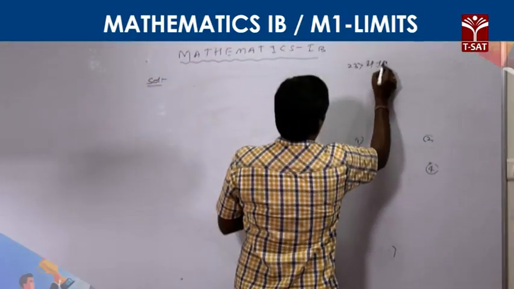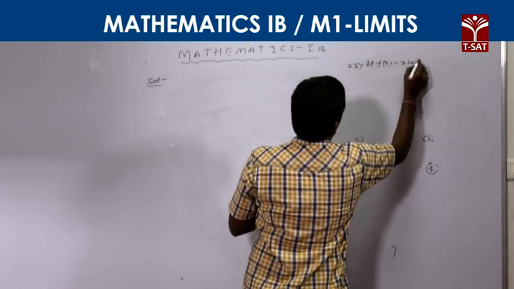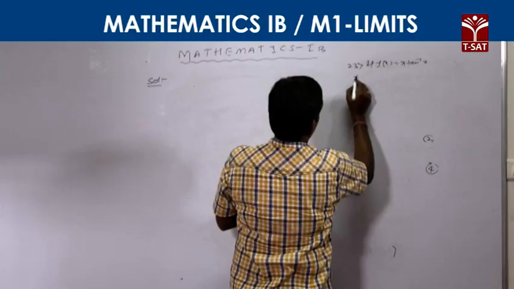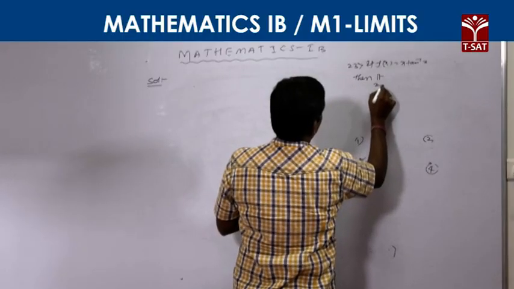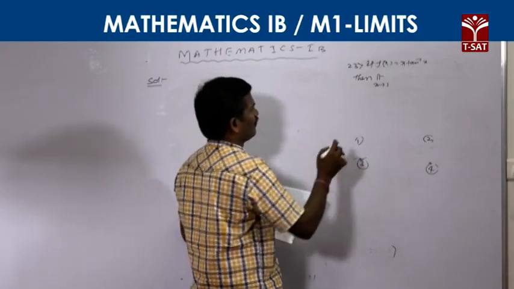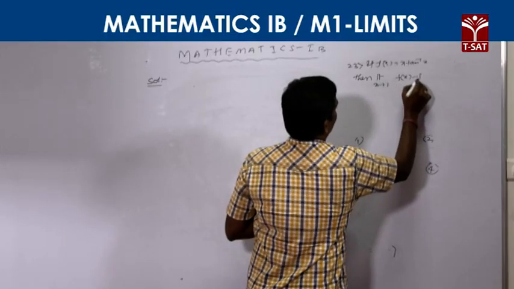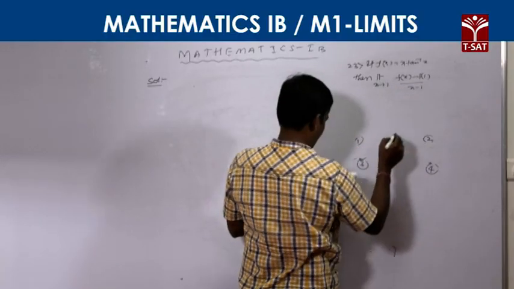If f of x equals x tan inverse x, then limit x tends to 1, (f of x minus f of 1) by (x minus 1).